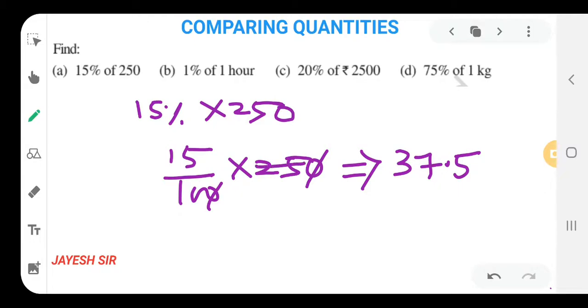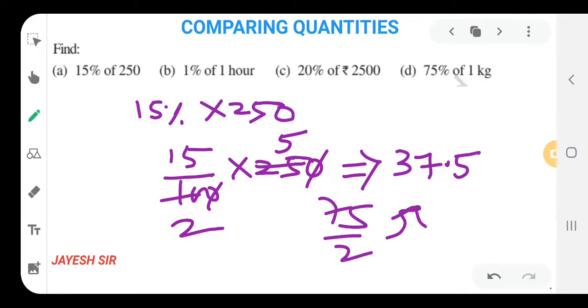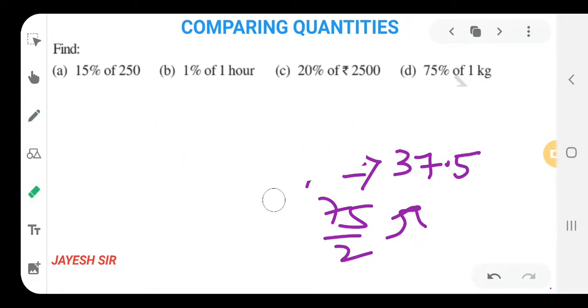What are you going to do? 5 5s are 25, 5 2s are 10. Now 15 5s are 75 upon 2, which will result in 37.5. I hope you all might be getting it. Let us begin with the second sum of this type.